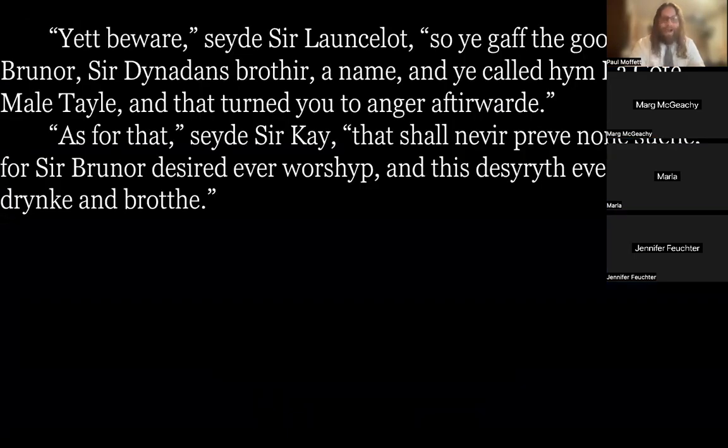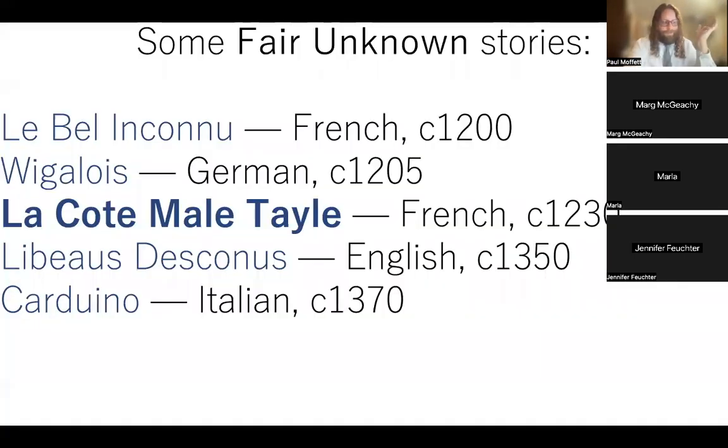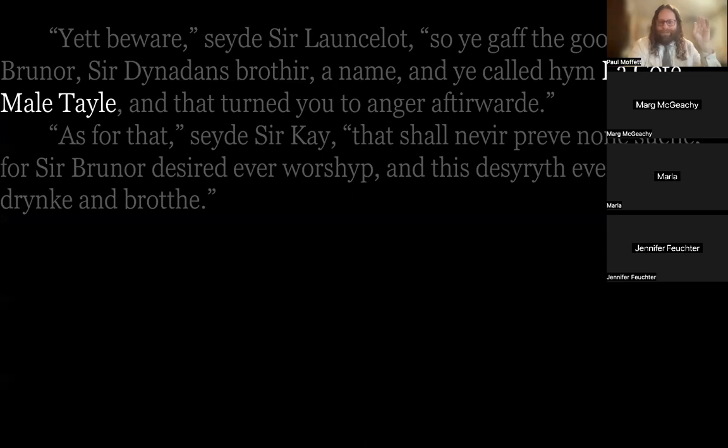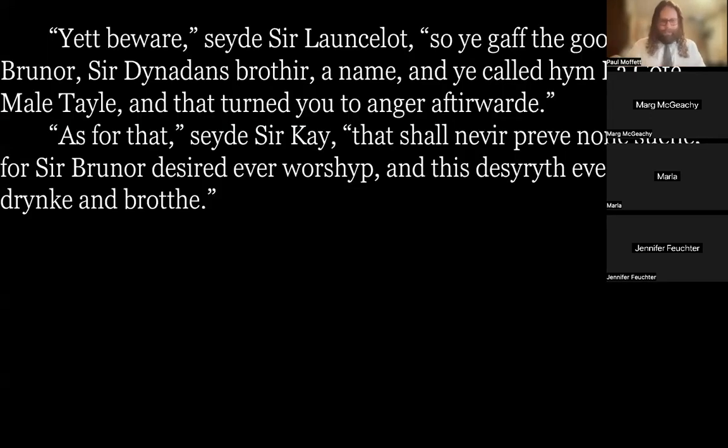It is interesting that one of the other well-known fair unknown stories is Le Cote Maltaie, and Le Cote Maltaie is in Malory. It is referenced here in the story of Sir Gawain, but it doesn't actually happen in Malory until after this. In any case, Lancelot tells Kay not to give Beaumains a mocking nickname because he called Le Cote Maltaie a bad nickname and it turned out badly for him. And Kay's like, yeah, but what are the chances that would ever happen twice?